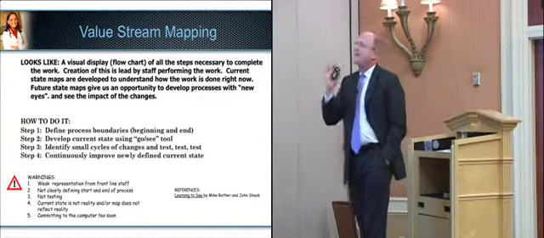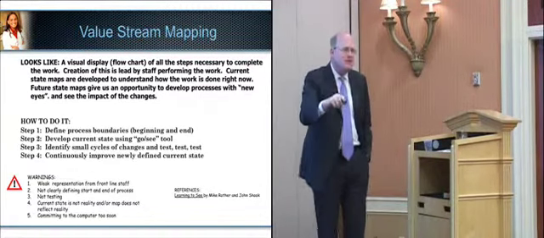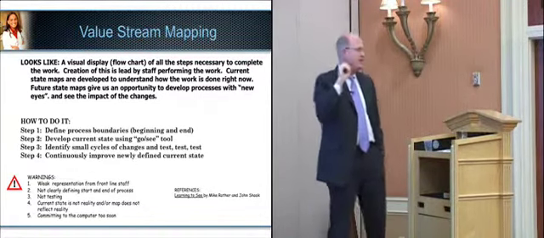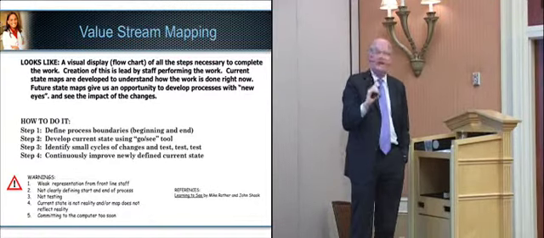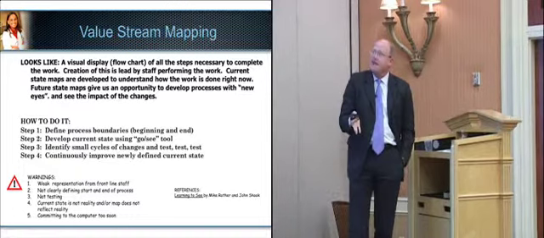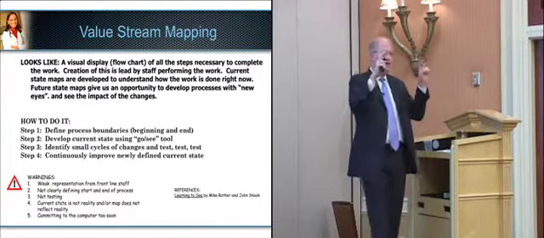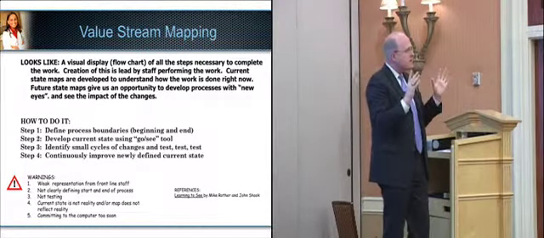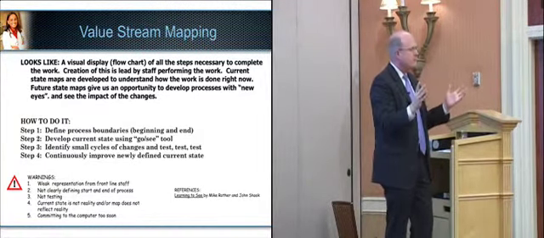The creation of that is led by the staff who are actually doing the work. All right, that's really key. It has to be the people that are doing it day in and day out. Current state maps are developed to understand how the work is done today, and future state maps give us an opportunity to develop processes with new eyes. Okay, so it's like, what parts of this can we actually let go of?